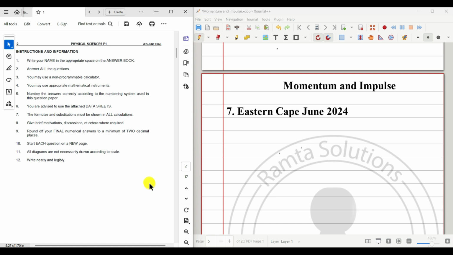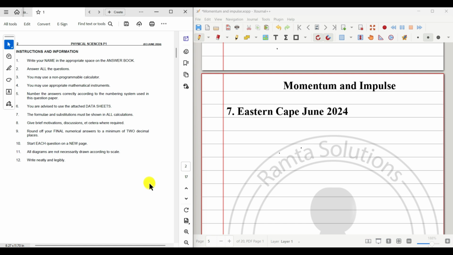Only your final answer should be to 2 decimal places. And of course, one instruction that I know you and I like so much is to write neatly and legibly. Guys, this is a challenge to say, let's improve our handwriting. Our handwriting should be neat and legible. People should be able to read our handwriting. It's one of those things that we should try to improve.